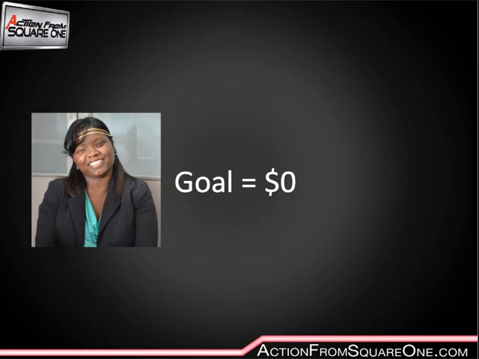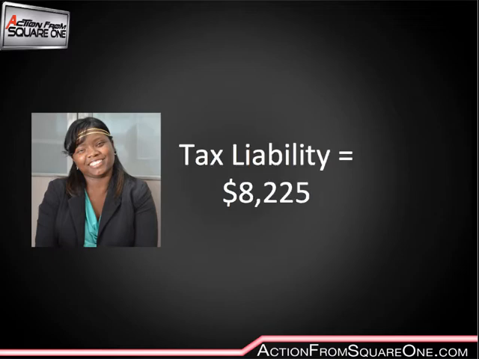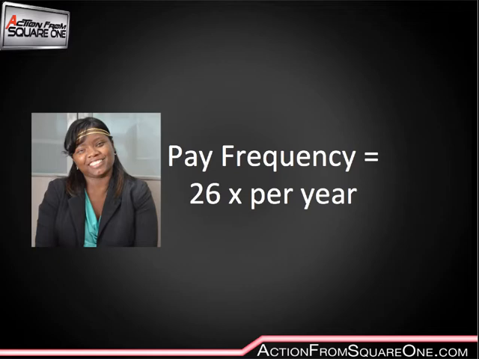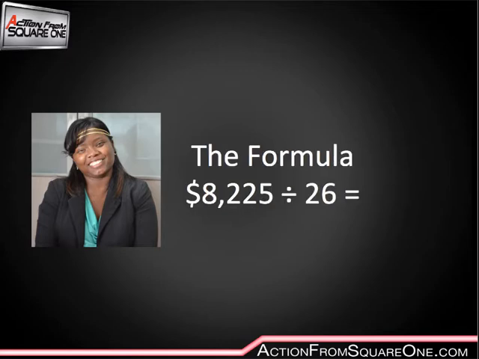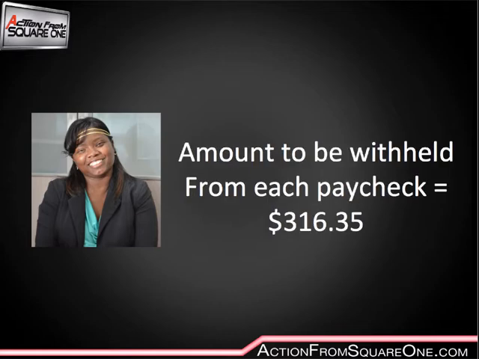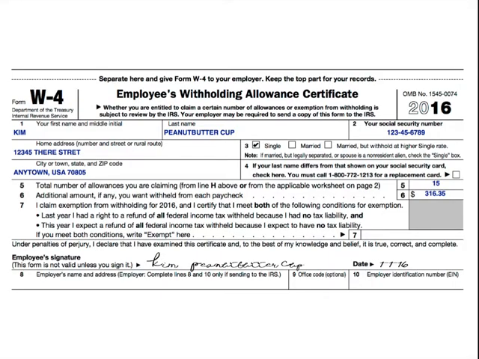Well, using all the information that we've learned how to do thus far, we were able to determine that her tax liability is $8,225. Her pay frequency, remember she gets paid bi-weekly, so she's getting paid 26 times a year. Based on that formula, tax liability divided by pay frequency, we're able to determine that the amount she needs to have withheld from each paycheck is $316.35, which is the amount that we're going to put on line 6 of the W-4. So at the end result, when Kimberly goes in to turn in her W-4 to achieve the desired result of a perfect return, it's going to look like this.